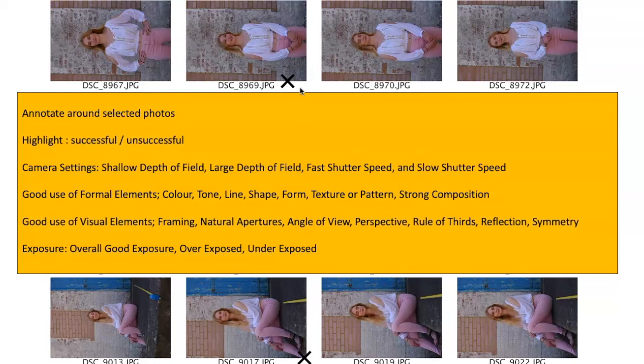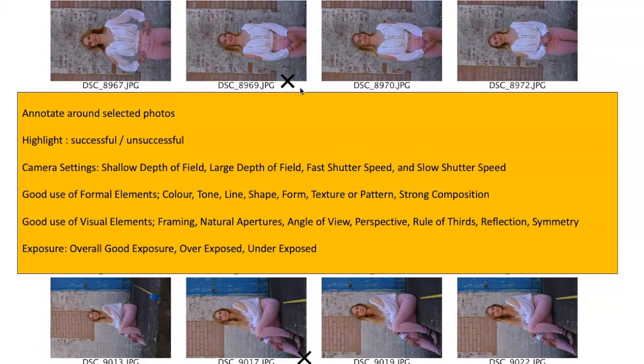If there's a good use of colour, line, tone, any of those, then really emphasise those so that you can recognise those within your work. And also think about the visual elements, the vantage point, the framing, angle of view. Have you used natural apertures? And also think about the lighting. Is it a good even exposure? Or is it overexposed or underexposed?